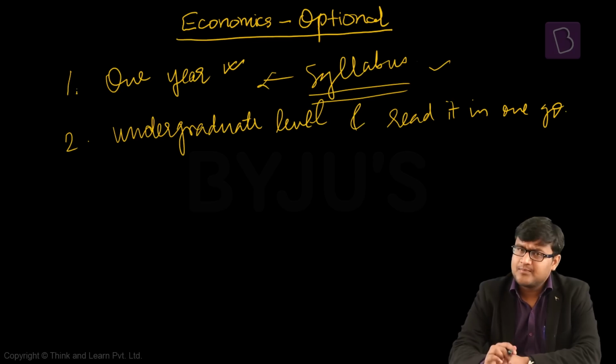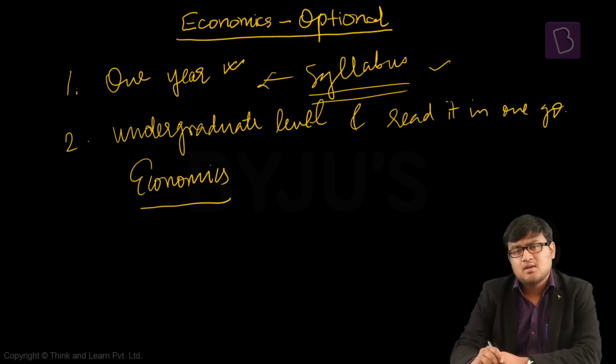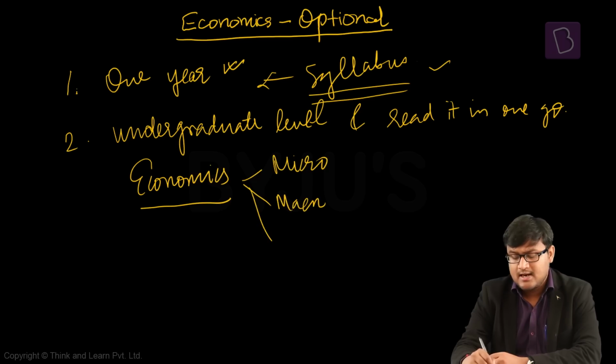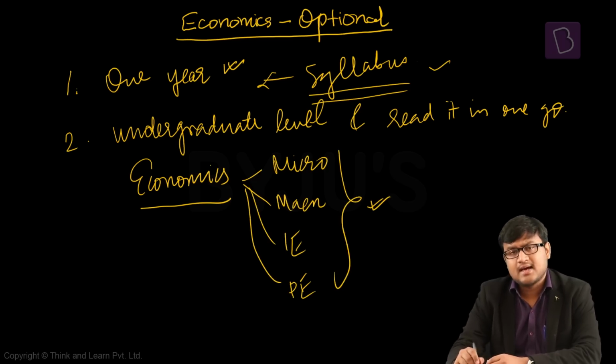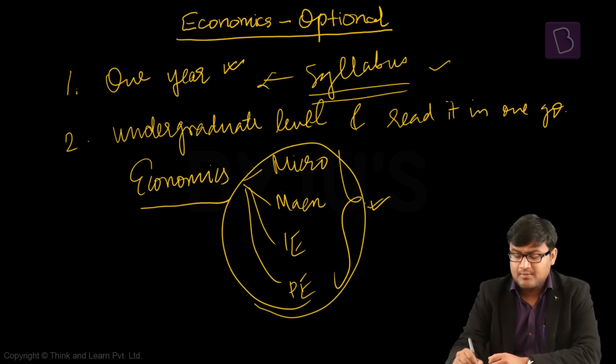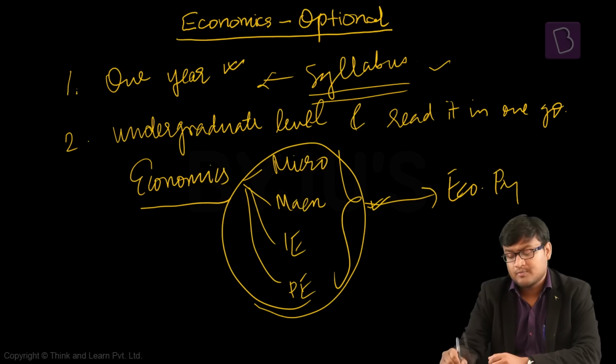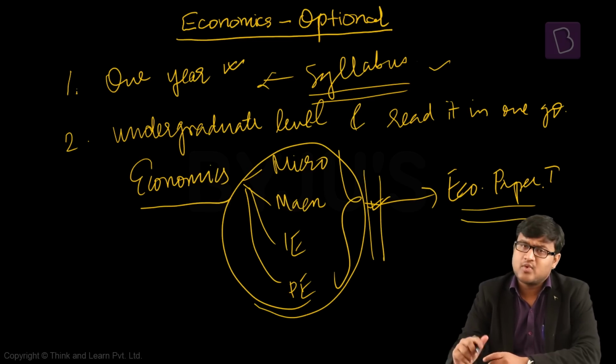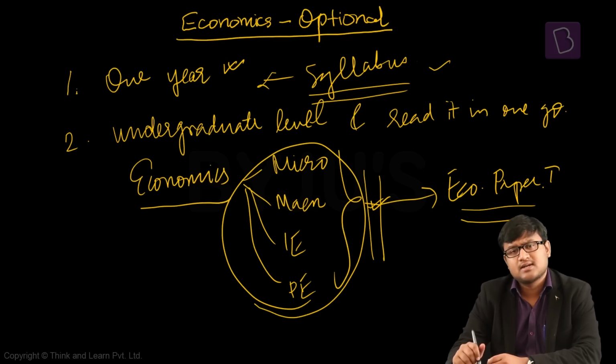For example, in economics, in university you will find that microeconomics, macroeconomics, international economics, public economics, all these papers are taken into different semesters, into different papers. But when it comes to UPSC civil service examination, all these papers are clubbed together in economics paper 1. So are you mentally prepared to take these many subjects for just one paper? And therefore this is a question you should ask yourself, you should ponder upon it and then decide what optional you want to pick up.